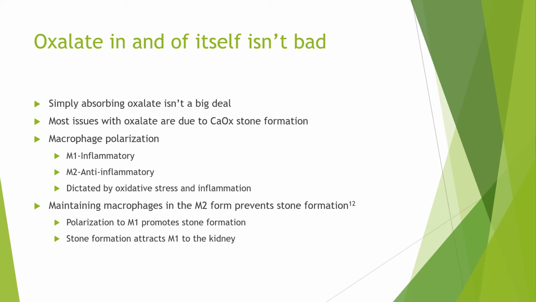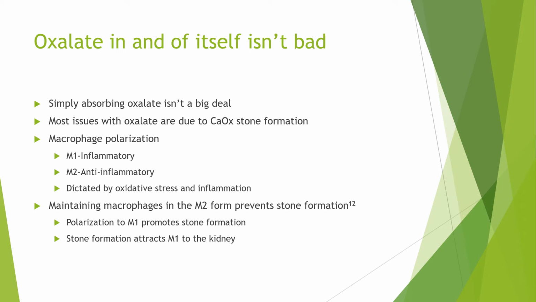Most issues with oxalate are due to calcium oxalate stone formation, which can happen in the kidney, and there is evidence that it happens elsewhere. But these are almost always involving some other step, like a calcium deficient diet, or a super high fat diet, or type 2 diabetes, or high levels of oxidative stress in the body. It's not simply just oxalate's bad.